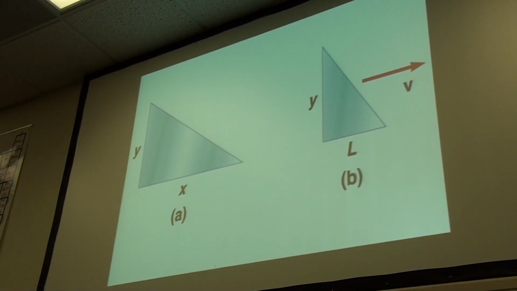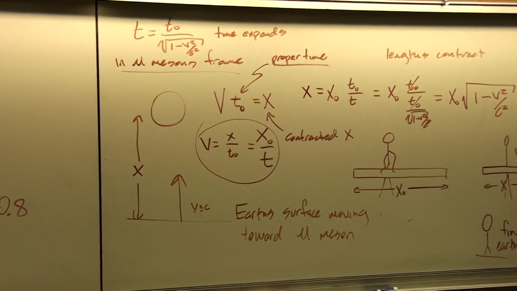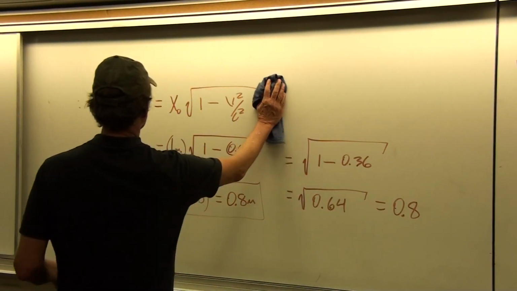We see that the vertical side of the triangle would remain unchanged, but the horizontal side would be shrunk from some original length x to some final shorter length L. And that's the part of the motion that would satisfy the relativistic formula that I showed you. All right, so with these ideas in mind, let's try to combine this together.